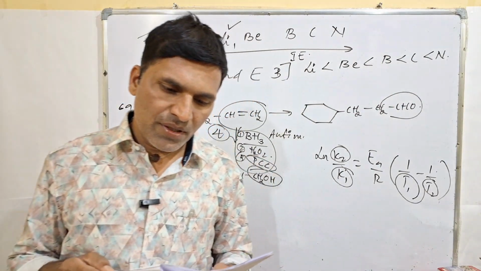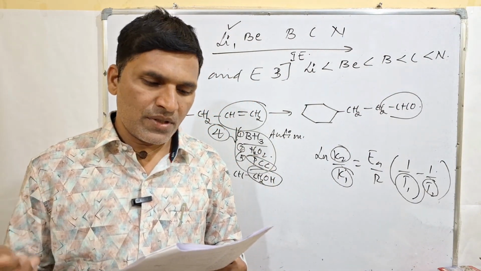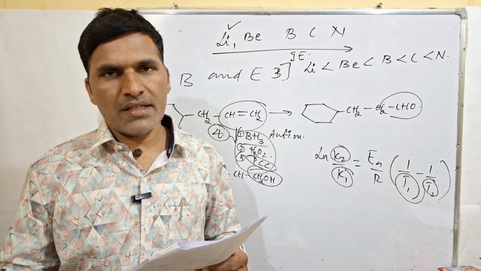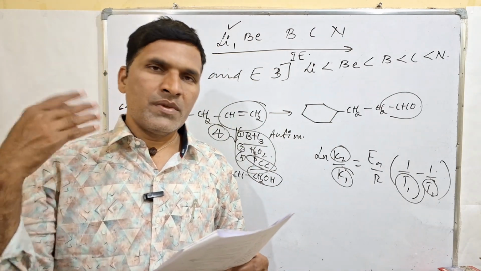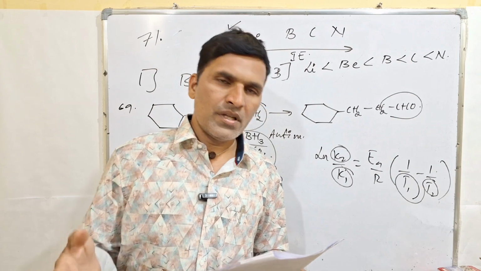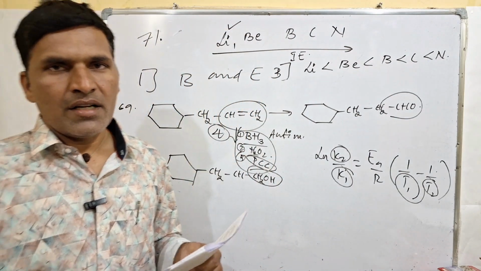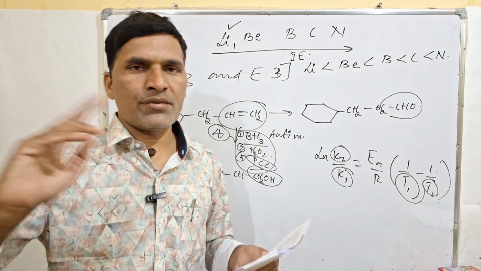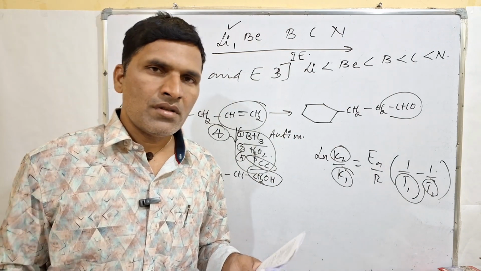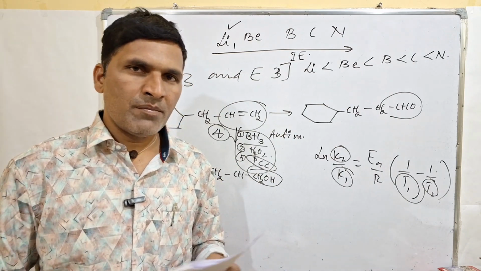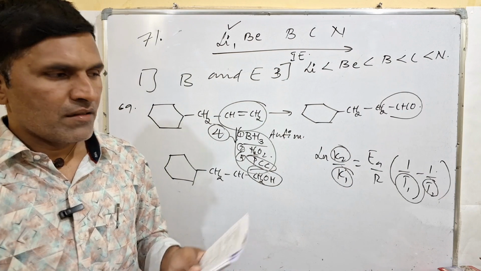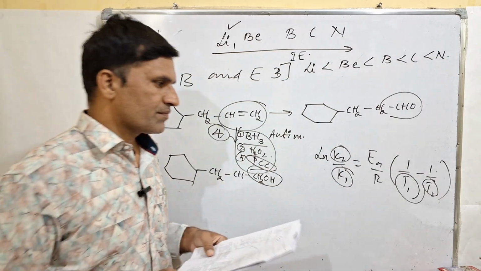Here it is given tellurium as the first option, second is polonium, then oxygen and selenium. So obviously your option will be polonium, which is a metal and radioactive element, and it never shows the -2 oxidation state. So therefore, your option will be polonium. Okay. So let us move on to the next question.